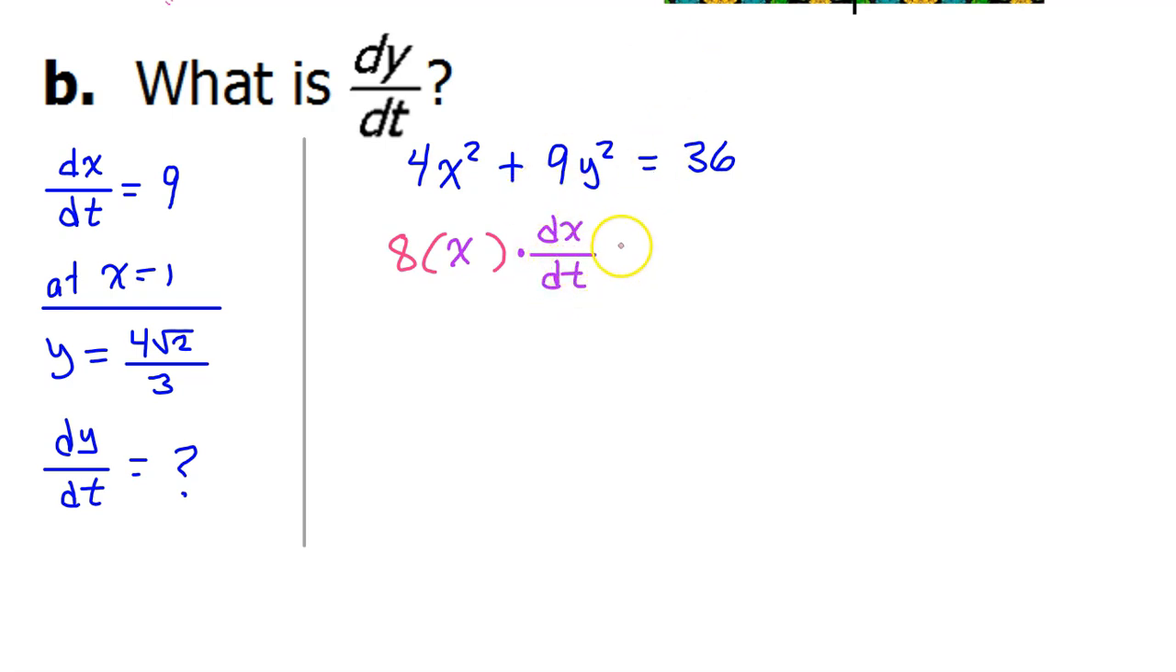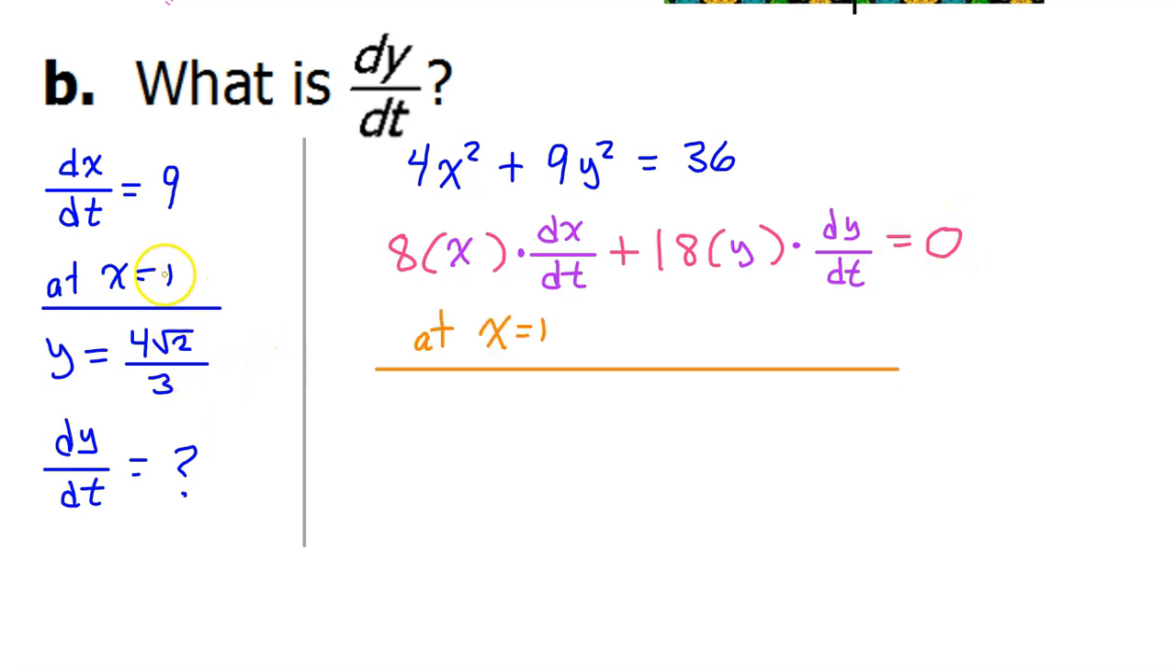On the next one, the derivative of the outer function, moving the 2 to the front, we have 18 times the inner function. And then the inner function is y, so we must multiply by dy/dt according to the chain rule. The derivative of 36 is 0. We are about to plug in some quantities that are only true at x equals 1. So you have to say at x equals 1 before you plug them in. Plugging in the things from the inventory gives us this.